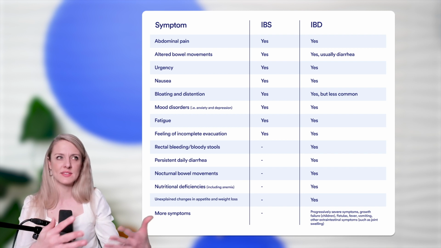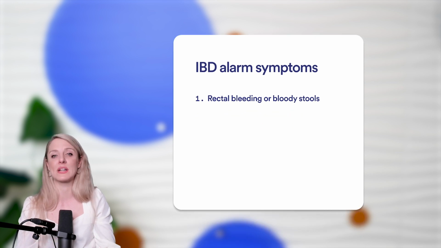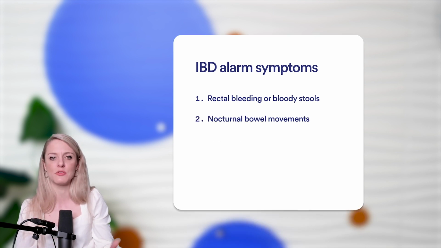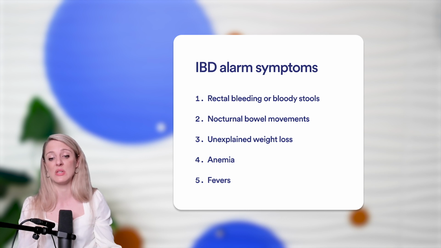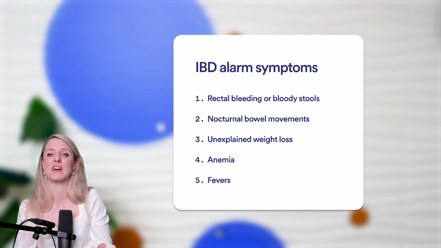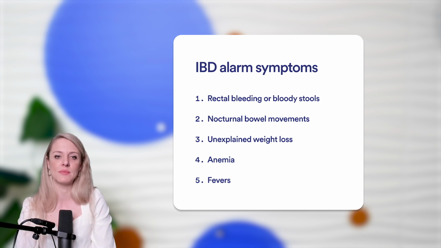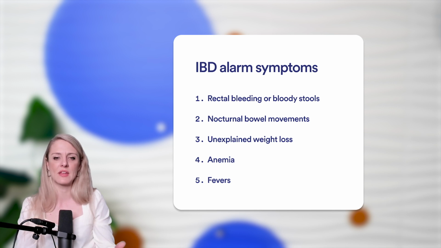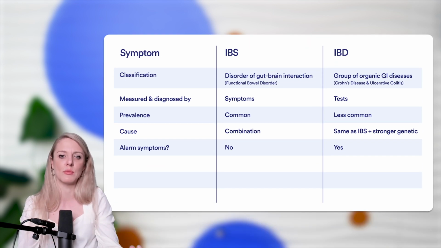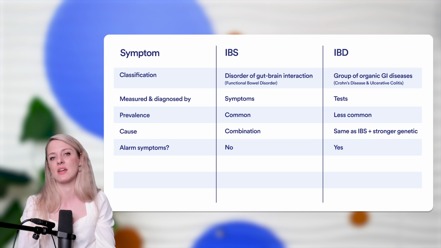Now, if you're having some of these symptoms that are distinct of IBD, particularly some alarm symptoms like rectal bleeding or bloody stools, nocturnal bowel movements, unexplained weight loss, anemia, or fevers, then that is your indicator that you're likely not dealing with IBS and that you need to immediately schedule an appointment with your medical provider to rule out other conditions such as IBD, just to see what's going on. So be sure to touch base with your physician right away if you have that going on. But I think the key takeaway here is that the presence of alarm features is a key distinguishing feature that is possibly found in IBD, but not in IBS.